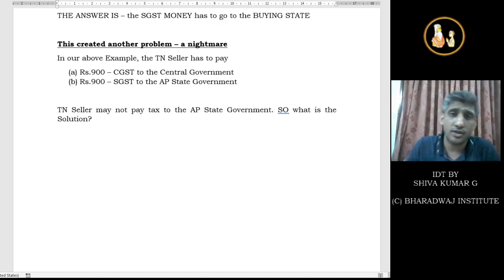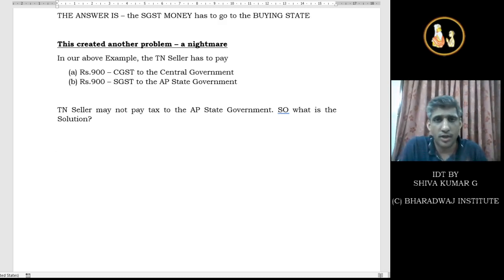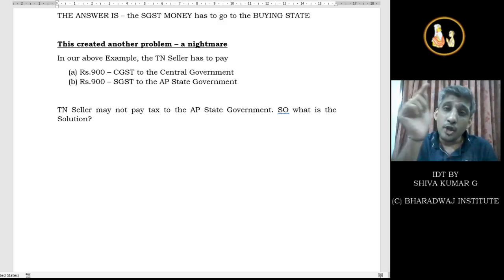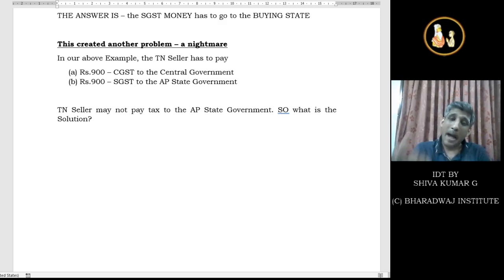Two parties have jurisdiction. One, the central government, because they have jurisdiction over all the people across India. Then the Tamil Nadu state government. Both have jurisdiction over me. So what the Andhra government says is, central government, you collect my tax also.